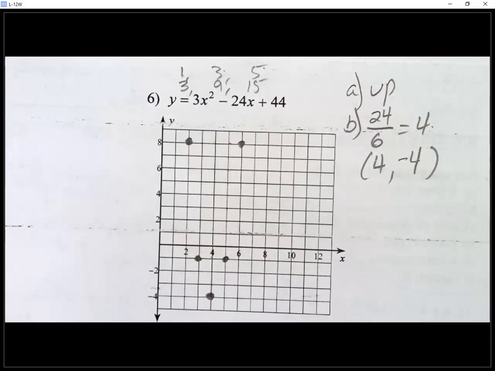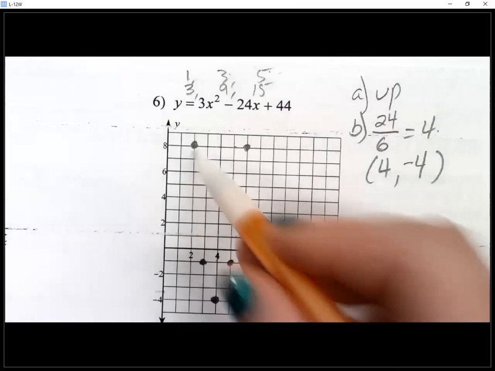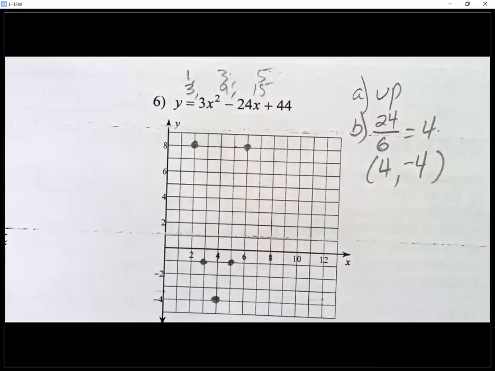You can always check yourself. If you're like, am I actually doing this right? Plug in 2 and see if it actually comes out with an 8, for example. Take any of the points you just made and make sure that they're right. I'm going to. You never know. So 3 times 4 minus 42 plus 44. Oh dear. What did I do wrong? Oh gosh, I did something wrong.